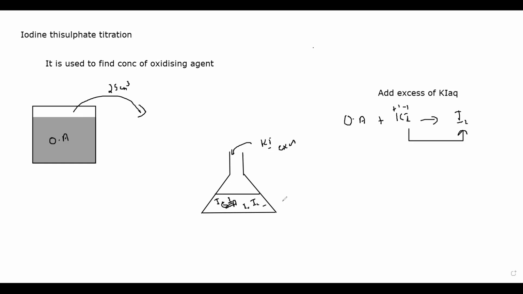If iodine is high in concentration, it will be brown in color. If it is low in concentration, it will be yellow in color. But originally, because we had too much excess potassium iodide, there is more iodine, so initially the solution is brown in color. Then we will fill the burette with thiosulfate. It can be sodium thiosulfate.